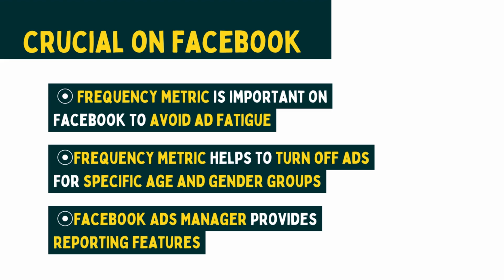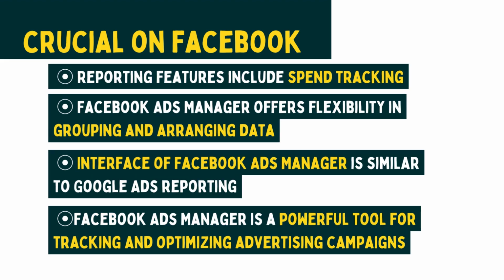This is crucial on Facebook, as if someone has seen the ad multiple times, they might ignore it. This is why the frequency metric is important on Facebook, as we can decide to turn off the ad for a particular age and gender group if necessary. Additionally, we can see how much we've spent. These are some examples of the reporting features available in Facebook Ads Manager.